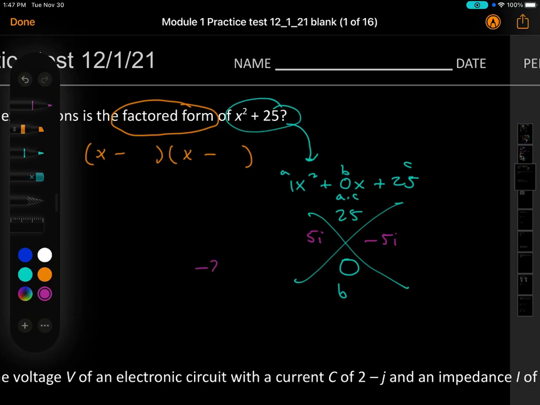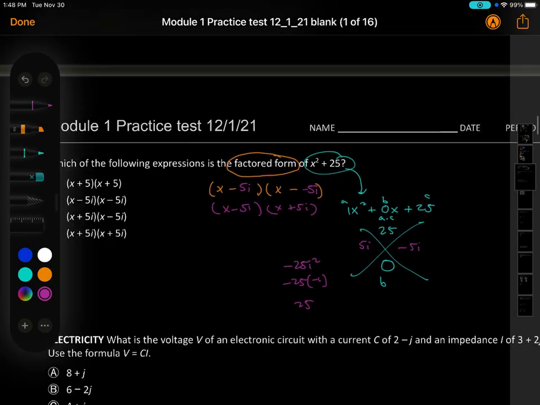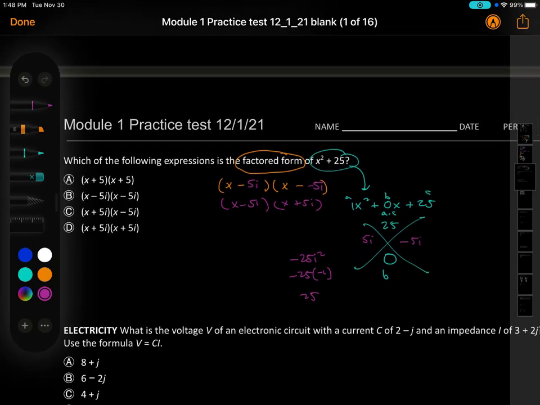If you multiply those, you'll get negative 25i squared. i squared is negative 1, so that would equal 25. So then you can put in 5i and negative 5i. And of course that would just become 1 plus and 1 is minus. Which would be choice C.